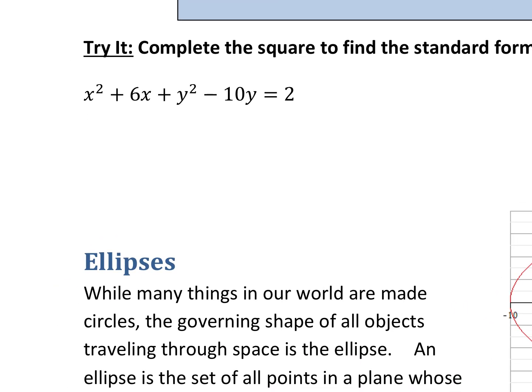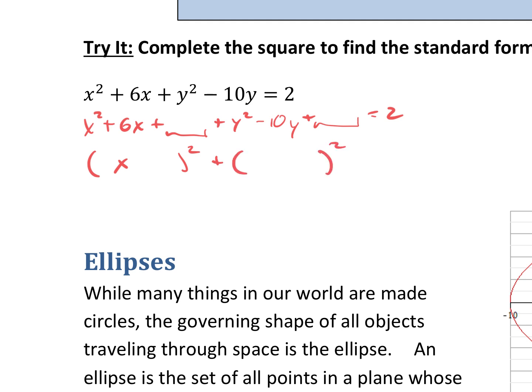So the key here is this: we have x squared plus 6x plus a blank, plus y squared minus 10y plus a blank, equals 2. Well, we would like this to be able to factor into x plus or minus something squared and y plus or minus something squared.